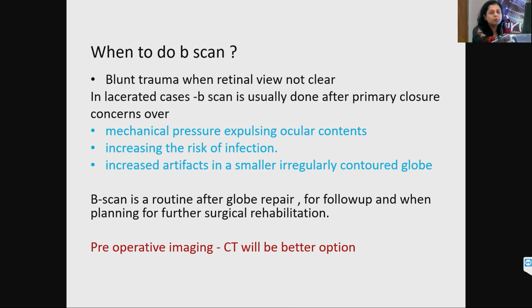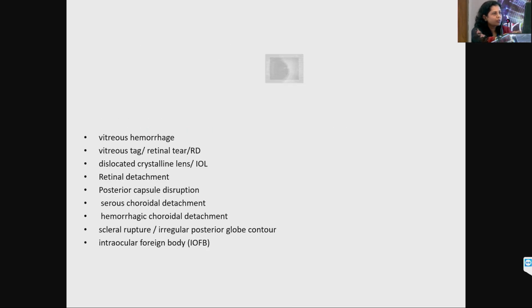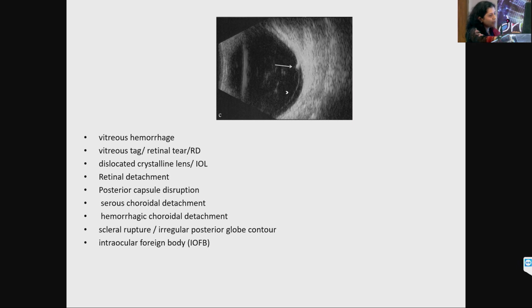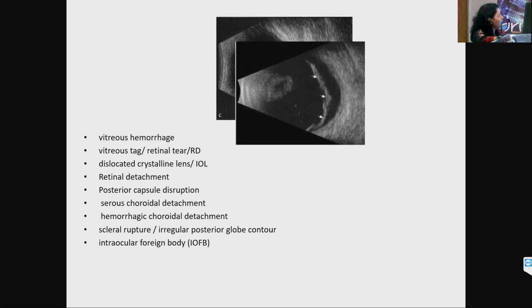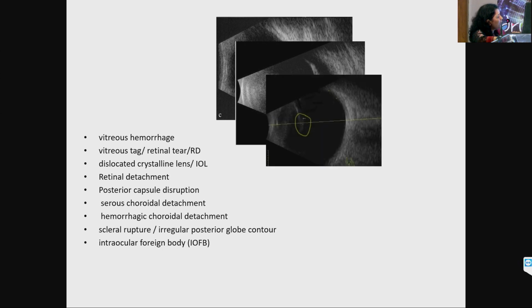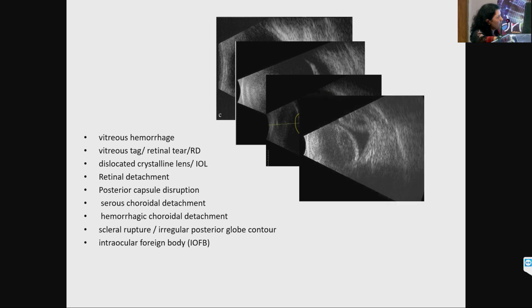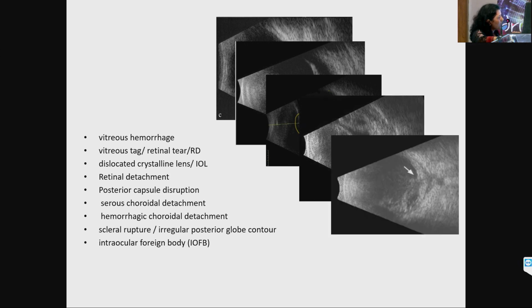And for preoperative imaging, CT is the ideal choice. So we will just see a few B scan findings. In this, you can see the vitreous hemorrhage, then a very small tag from the RCS complex, which can be a tear or a break. Then PVD, we can see retinal detachment, posteriorly dislocated lens. And sometimes we can see the rupture of the posterior capsule also if we look very carefully, serous or hemorrhagic choroidals. And posterior rupture we can see as a discontinuity of the RCS complex with a hypoechoic lesion around it, and vitreous hemorrhagic echoes can be seen in the vitreous cavity also.